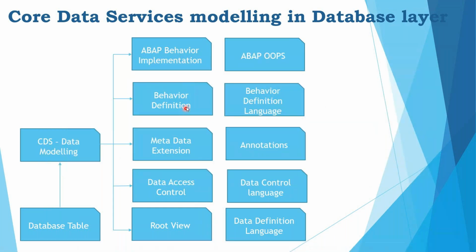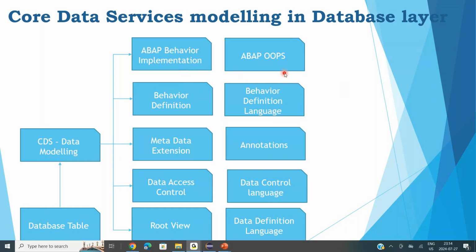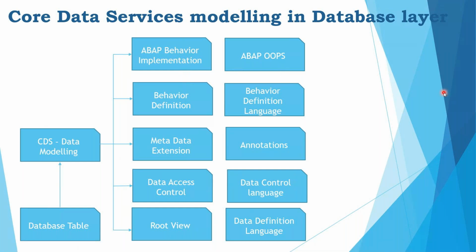The next is called implementations. Whatever we have defined in the behavior definition, we'll put it into the implementation, and we'll write pure ABAP code. Okay, so this is the overall RAP model where we develop the applications. Any questions, guys? Anyone have any questions? Is it clear?